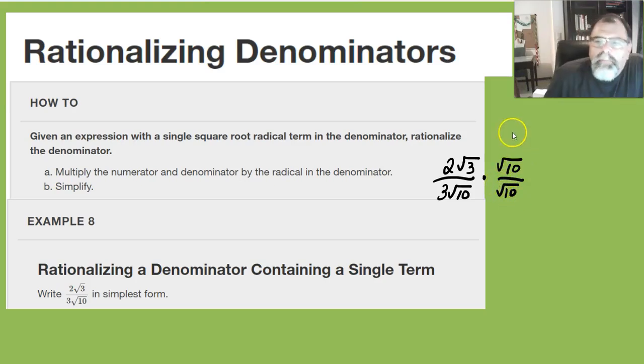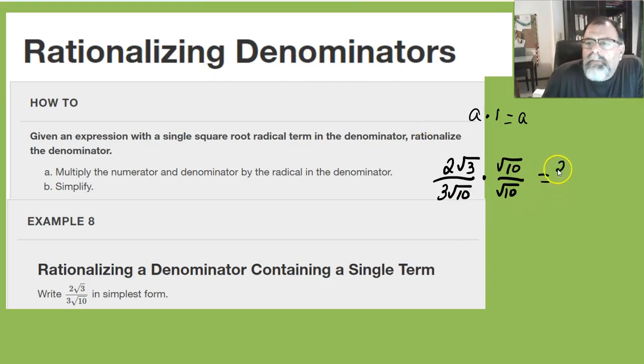Now, the thing to point out here is, remember, anything divided by itself is 1, so we're multiplying this fraction by 1, and anything times 1 is itself. So we're not changing the value of this fraction, we're just going to make it look different. To be considered simplified form, you're not allowed to have a radical expression in the denominator of a fraction. So this process is what we call rationalizing the denominator.